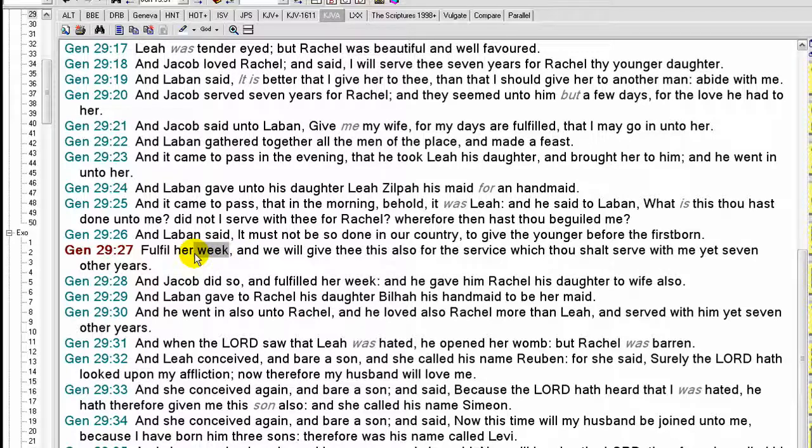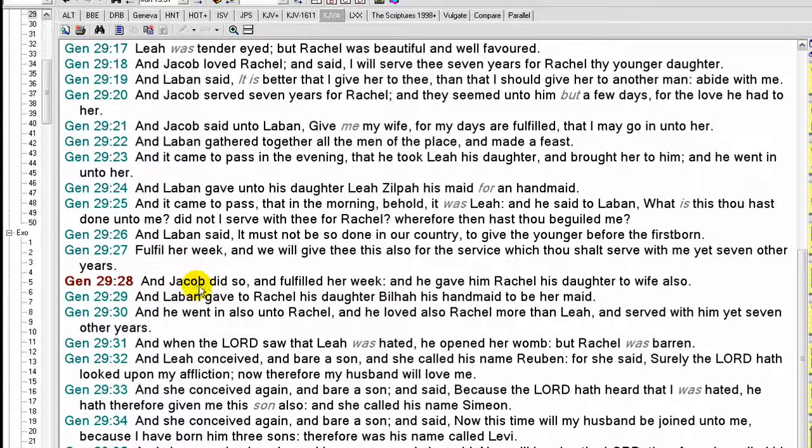This week, he's not talking about fulfill her week or work for me from the first day of the week, from so-called Sunday to so-called Friday at sunset or Saturday. He's not speaking of that, but he says fulfill her week. And then he explains it. "And we will give thee this also for the service which thou shalt serve me yet 7 other years." Verse 28, "And Jacob did so and fulfilled her week, and he gave him Rachel, his daughter, to wife also." So that's one example there of the word week, and there are other ones.